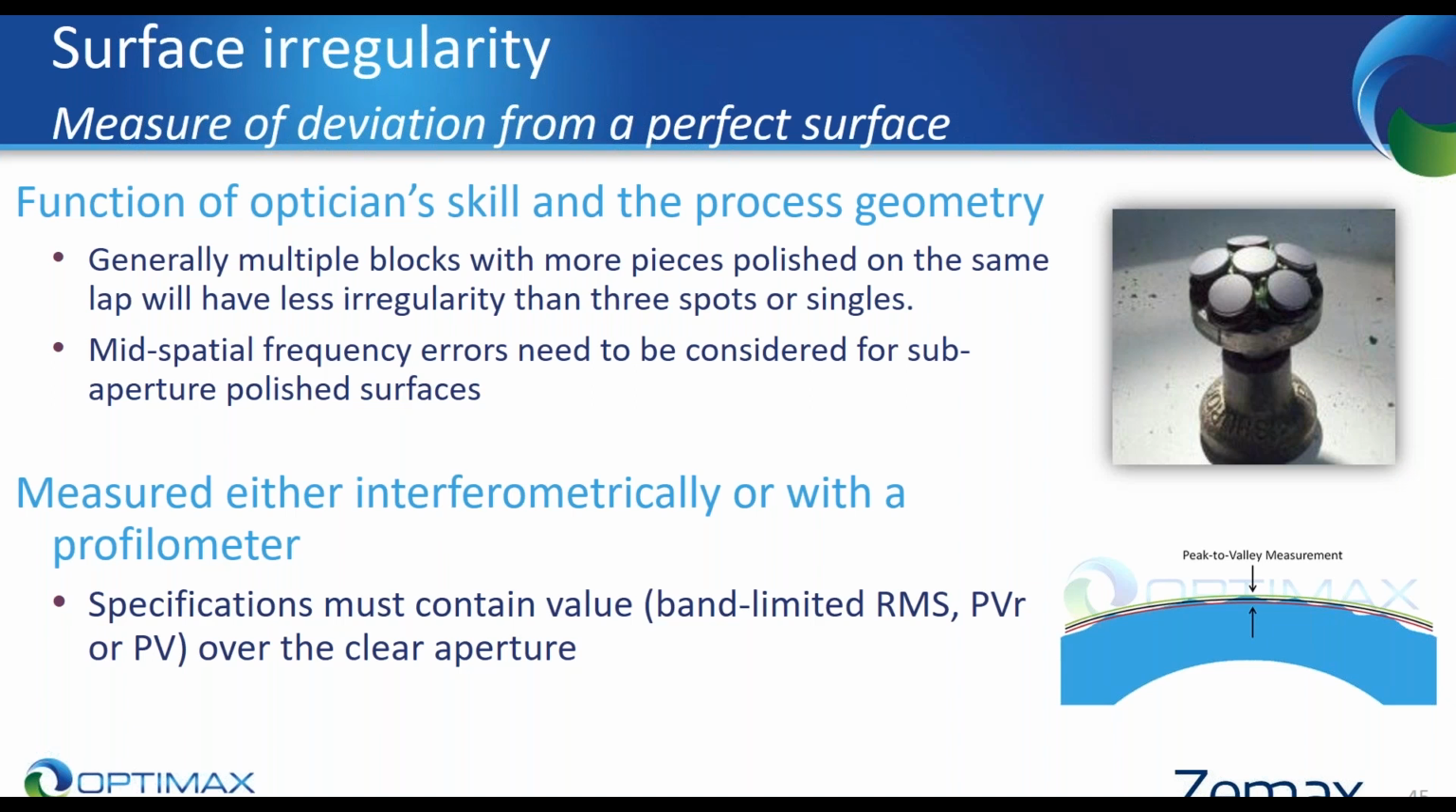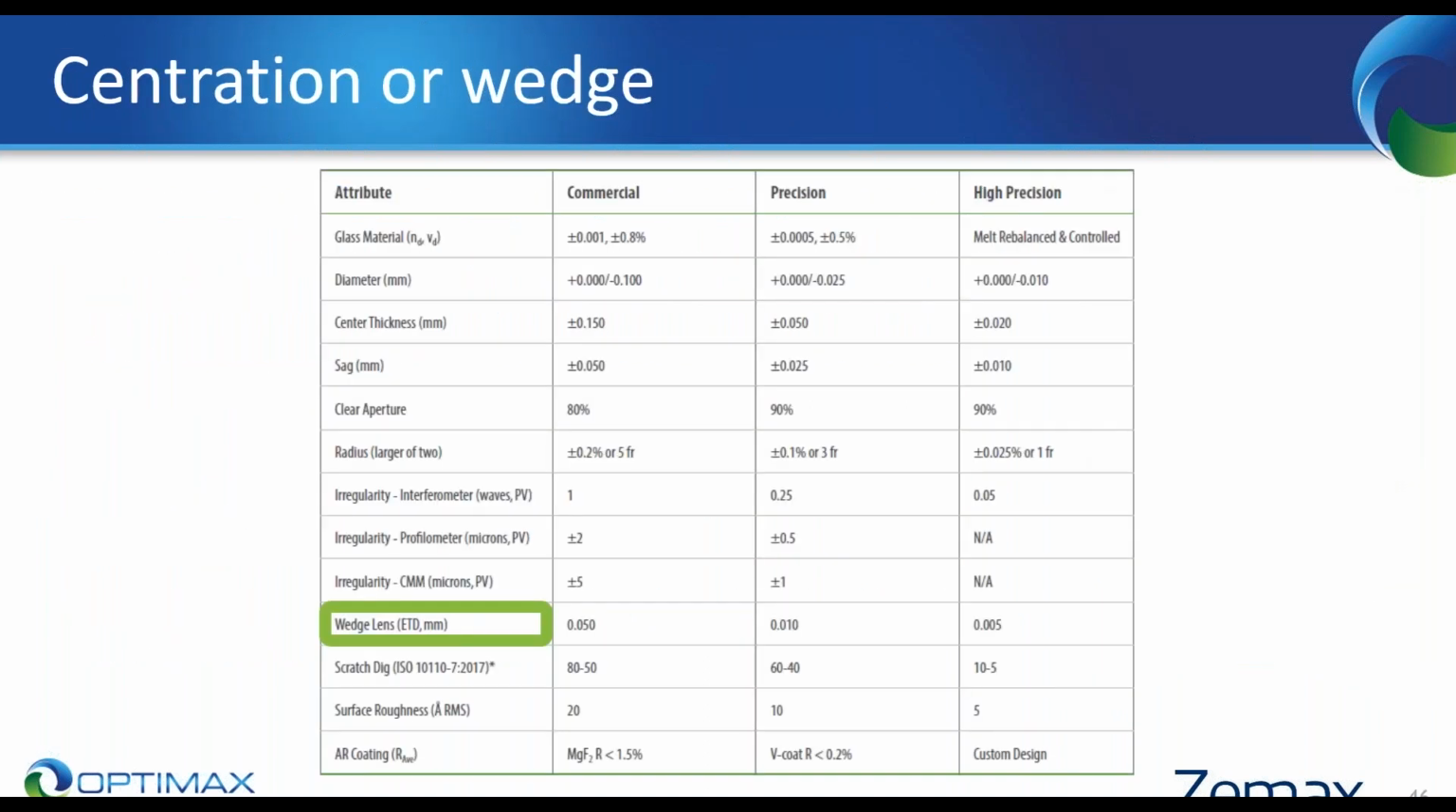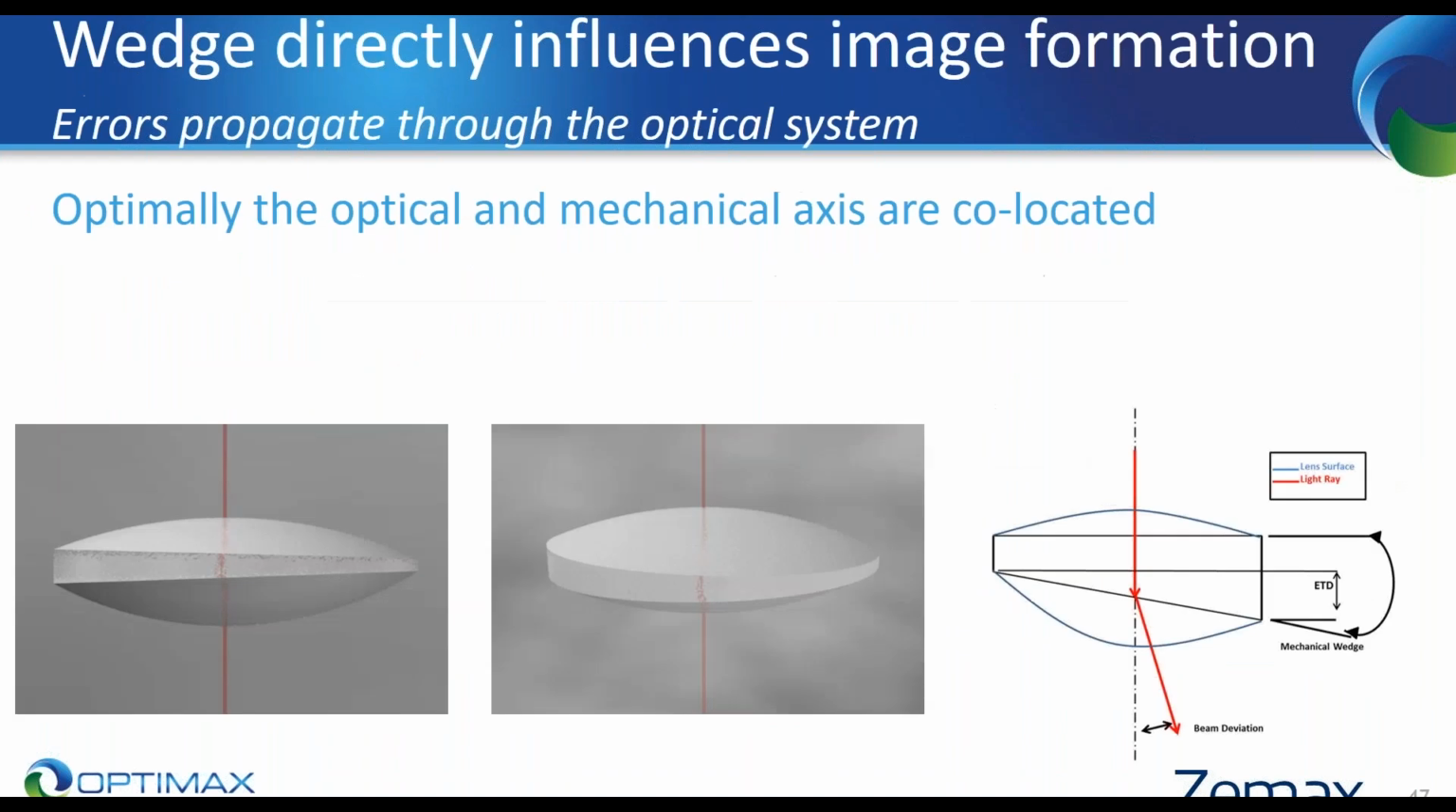When I mention that, I'm talking about multiple blocks. There's a photograph on the right. This is when more pieces are polished on the same lap. You'll have less irregularity than if you have three spots or singles. A lot of this comes from the edge effects that I talked about earlier, because as you move your lap off of the part, you're going to have a varying pressure distribution. In Preston's equation, removal rate is proportional to pressure times velocity. You want to keep all of those as even as possible throughout in order to keep a nice predictable removal rate.